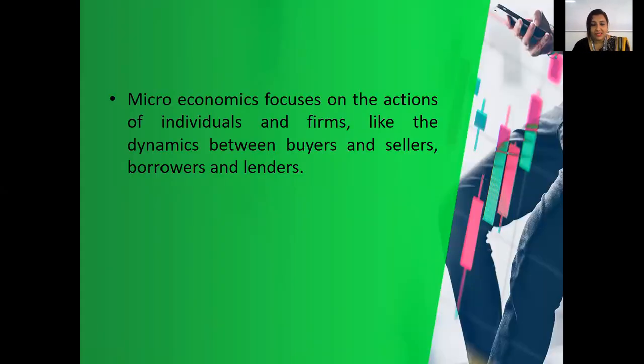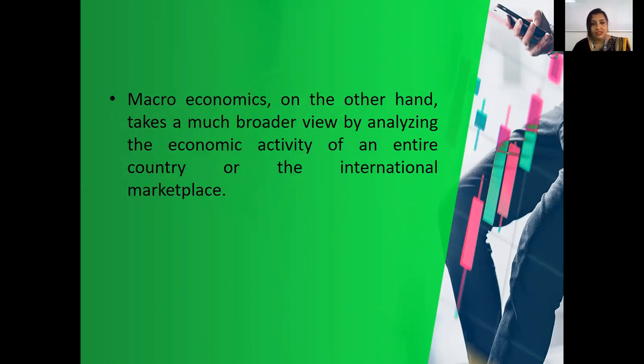Microeconomics focuses on the actions of individuals and firms, like the dynamics between buyers and sellers and borrowers and lenders, whereas macroeconomics, as I explained, is a broader version that analyzes the economic activity of an entire country or the international marketplace. As an example, when it comes to a particular firm, it is micro, and when it comes to the economy, it is macro.